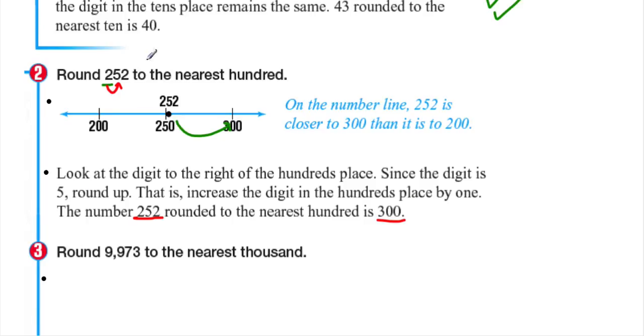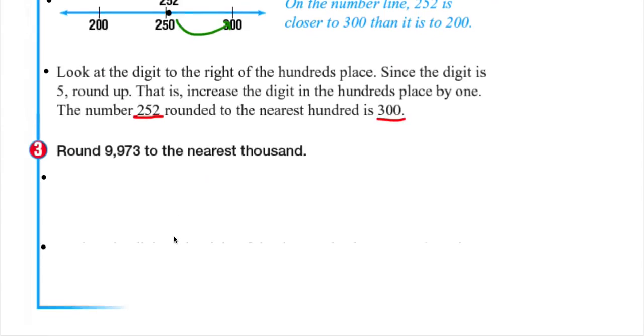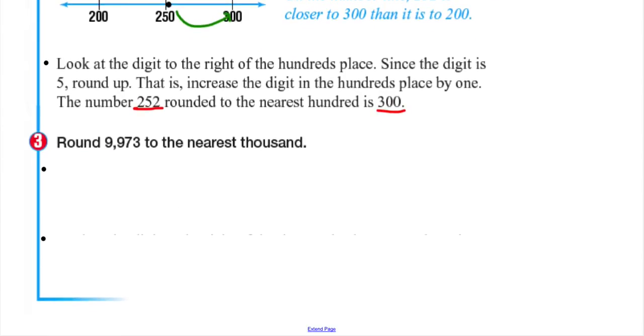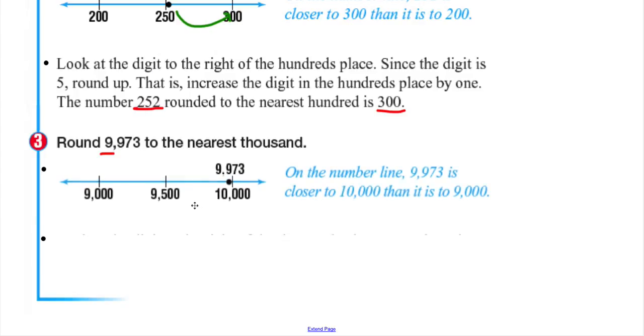Example number 3. Take a look at example number 3. To the nearest thousands place, 9,973, and the thousands place is 9. When we round it to the nearest thousands place, the number line method will show us that 9,973 is closer to 10,000 than 9,000, so this rounds to 10,000.